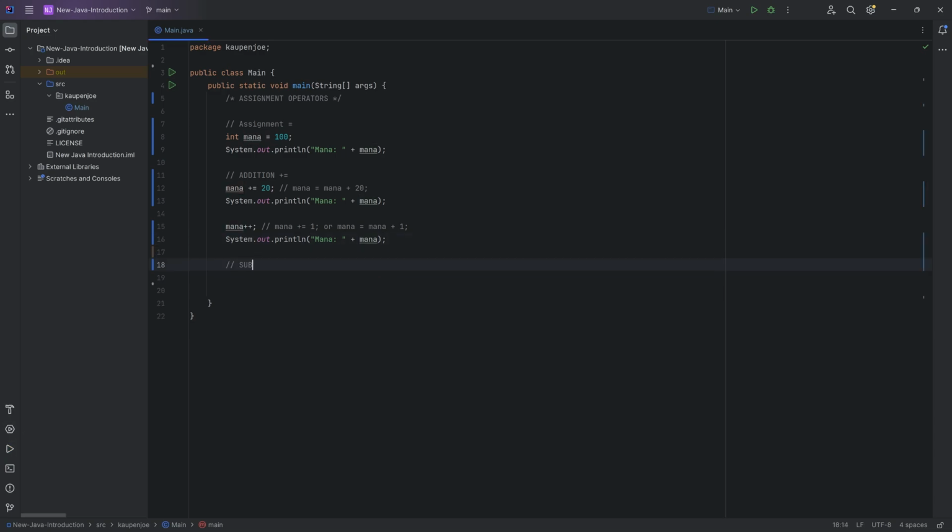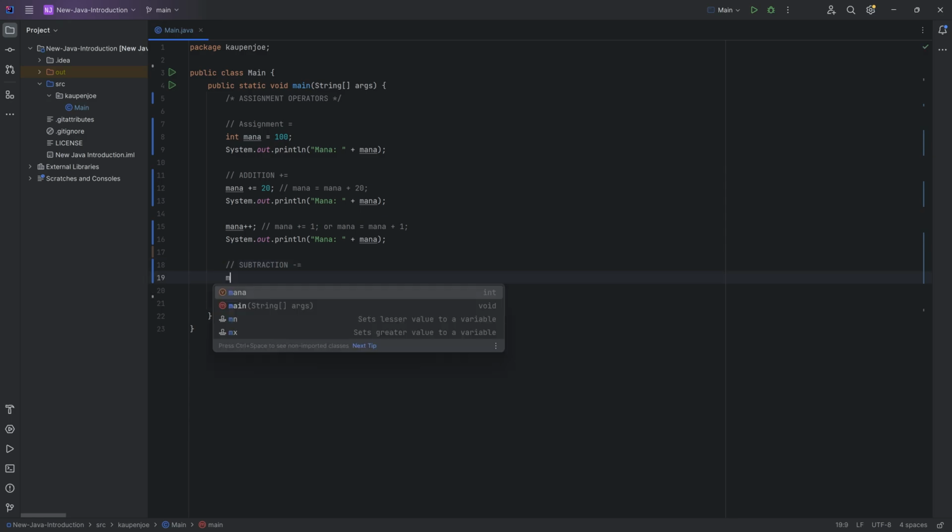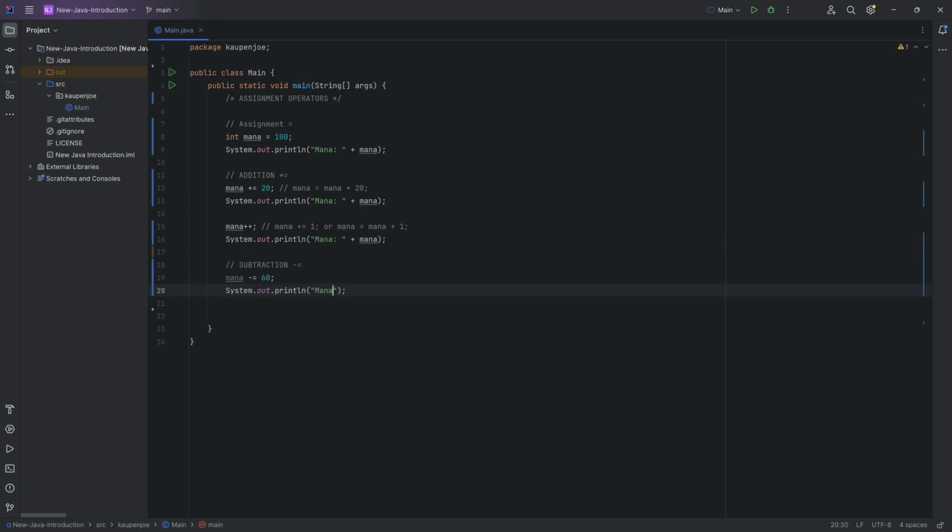Pretty cool. Now, the same thing works with subtraction, and that's, of course, going to be minus equals. So minus equals 60, for example, is going to be subtracting 60 from our 121. So we're going to end up with 61. Awesome. And I can do the same trick over here as well. I can do mana minus minus, and then, once again, it's just going to subtract one. Those are actually quite important for the coming tutorials, so the plus plus and the minus minus, and the other assignment operators are also quite important, so that you at least have seen those before.